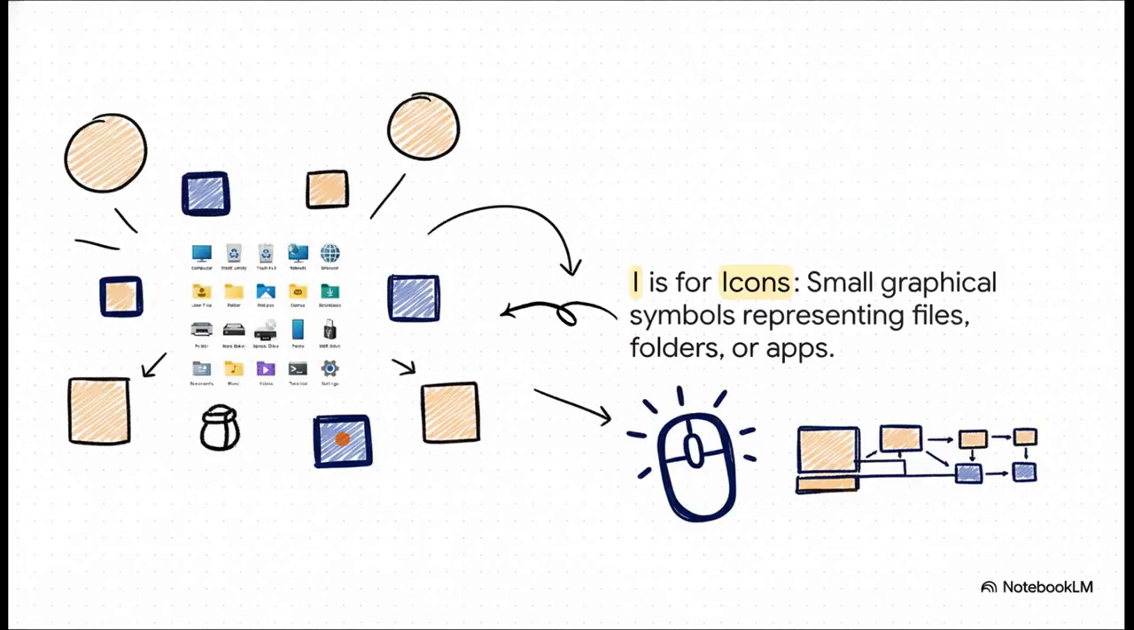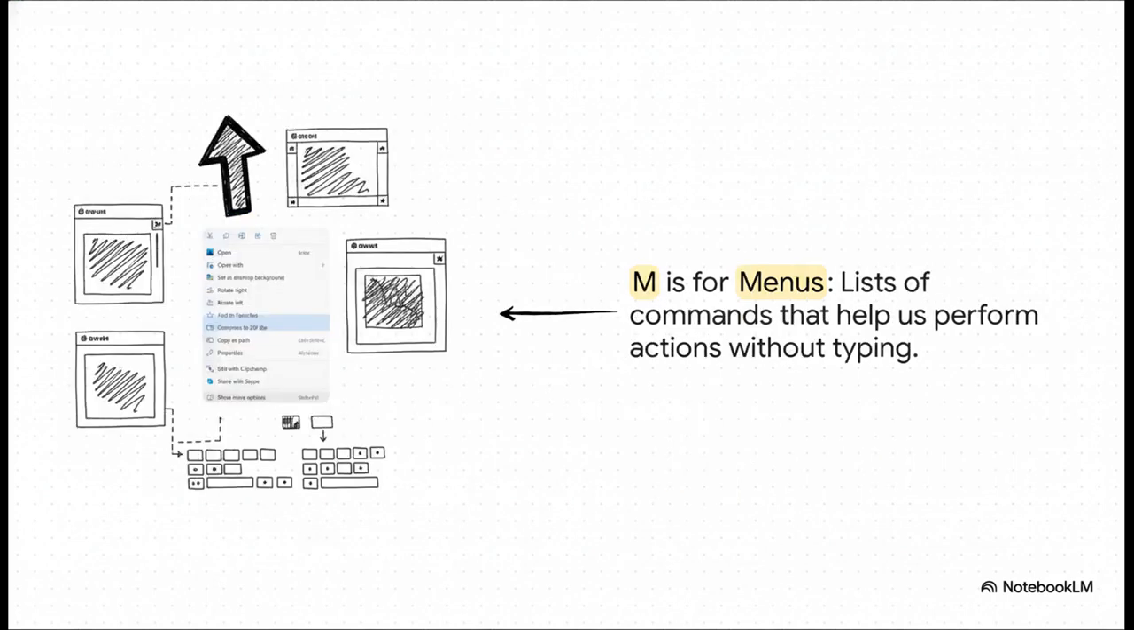Next, the I stands for icons. Think about it. These little pictures are basically powerful shortcuts. With just one click, you can launch a huge application or open a file. They're incredibly efficient little visual triggers. Then we have M for menus.